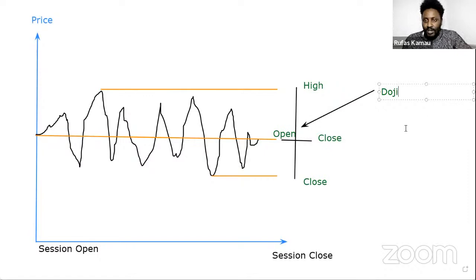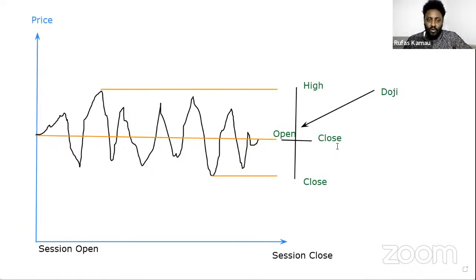A Doji candlestick is any candlestick where the opening and closing price are equal or very close to each other. If it's a difference of, let's say, just one price point, it's basically also described as a Doji. We are going to meet a lot of Dojis in the market, especially in our trading. The simple interpretation of a Doji candlestick is that it represents a period of time where there was indecision. Remember what we mentioned in the previous two candlesticks.